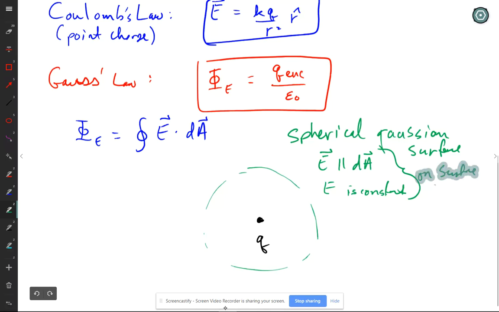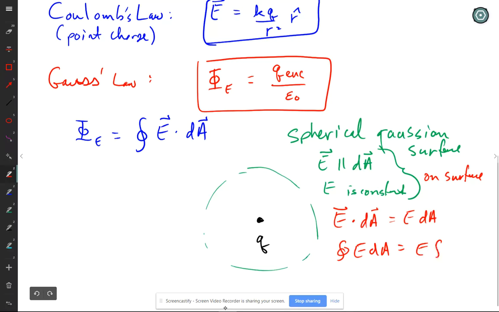I'm going to change color just for that. So that makes my integral easy. Because if E is parallel to dA, then E dot dA, since dot products multiply the parallel parts, is just going to be equal to E times dA. And if E is constant, the integral of E dA is going to be E times the integral of dA, which is just EA. And as Nathan said, we might have to pay royalties if we say that too many times.